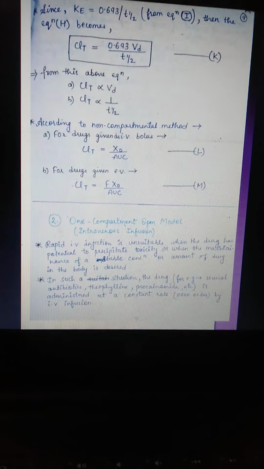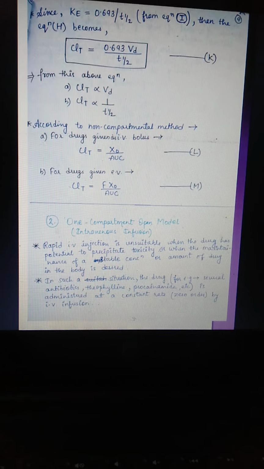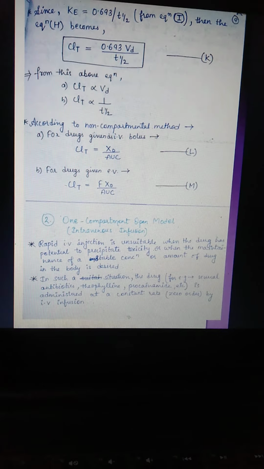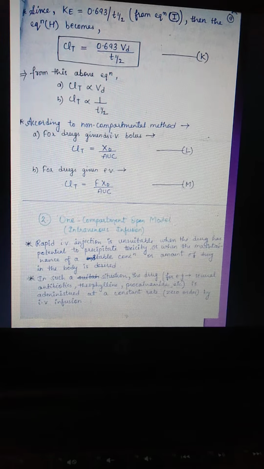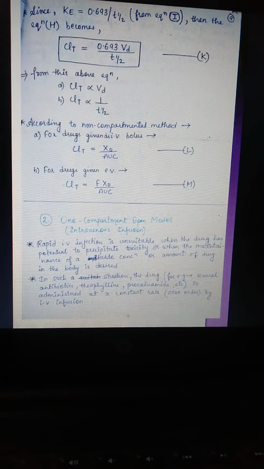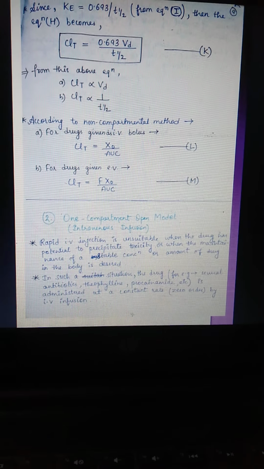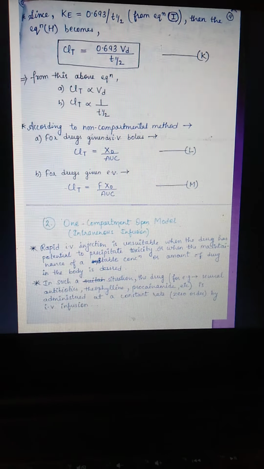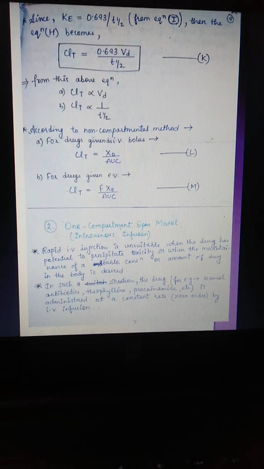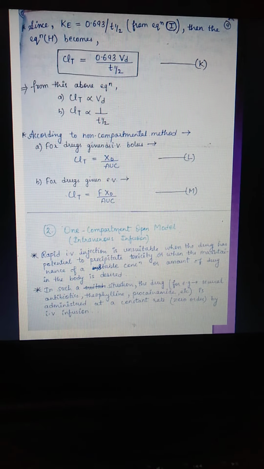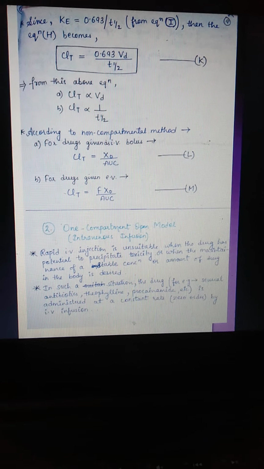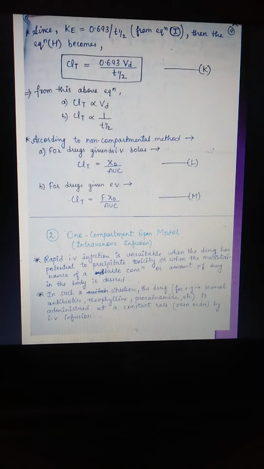So according to the non-compartment method, for a drug given by IV bolus, the equation becomes CLT is equal to X naught upon AUC, and for a drug given by the EV route, CLT is equal to F X naught by AUC. So this is the one compartment open model, extravascular route.